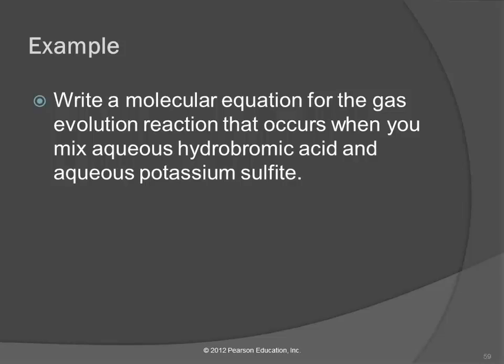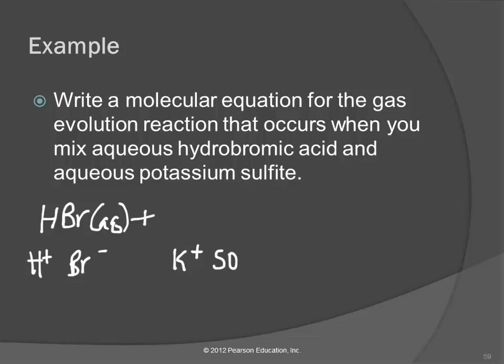So hydrobromic acid. Well, that's one of those binary acids without oxygen. So it's HBr, and it's aqueous. The ions in that are hydrogen ion and bromide ion. And potassium sulfite. Sometimes it's helpful to write the ions below first and then put them together. Potassium is K+. Sulfite is the light version of sulfate. Sulfate is SO4 2-. Sulfite is SO3 2-.